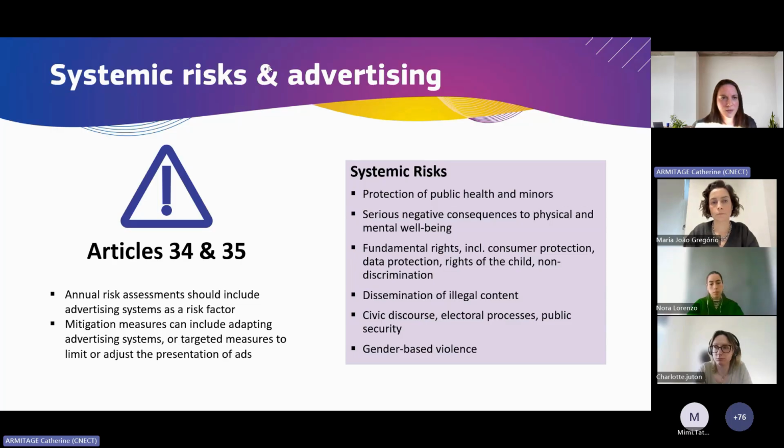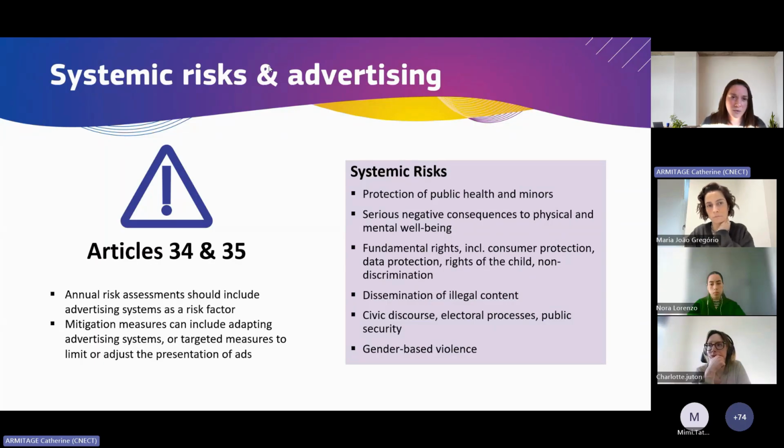And the notion of systemic risk in the Digital Services Act: there are several specific systemic risks mentioned in Articles 34 and 35. This is not an exhaustive list, but some of the risks mentioned include systemic risks to the protection of public health and minors, risks that could lead to serious negative consequences to people's physical and mental well-being, and also risks to the exercise of fundamental rights. A number of different fundamental rights are mentioned in those articles, including, for example, the right to a high level of consumer protection, data protection, rights of the child, and also non-discrimination. Other systemic risks mentioned include, for example, dissemination of illegal content, civic discourse, election processes, public security, and gender-based violence. But I think probably the first three on that list are most relevant in this context.